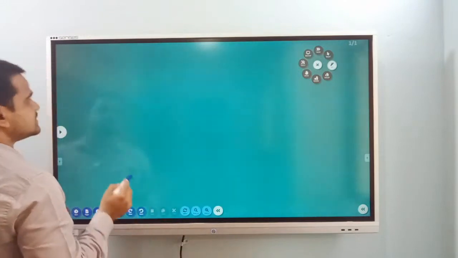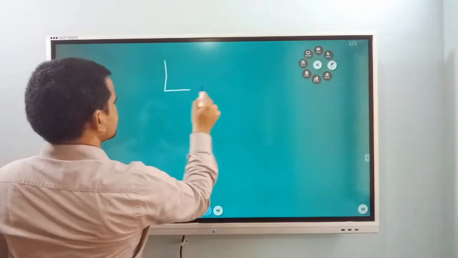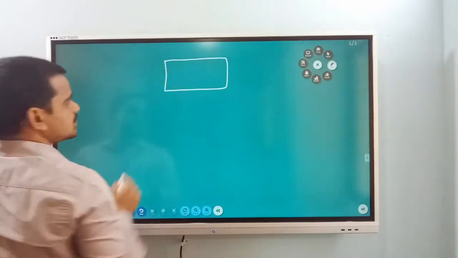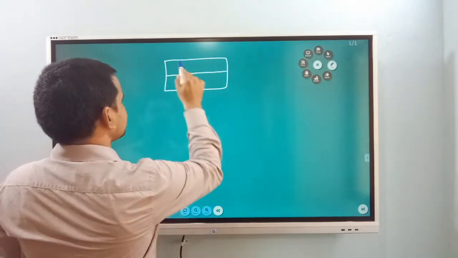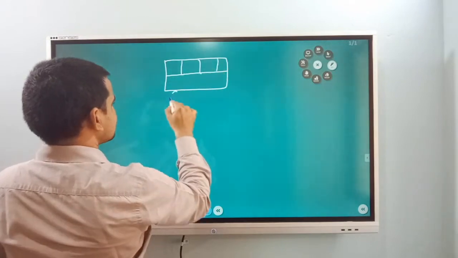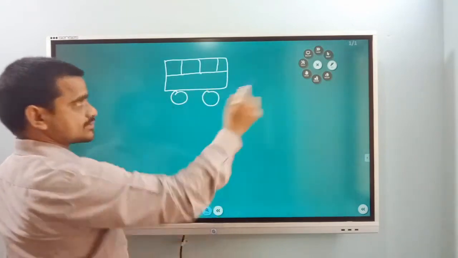No, I'll go for this. Yeah. Try to understand this one a little bit. A lorry or take a bus. Bus here. Okay. Bus is going in this direction.